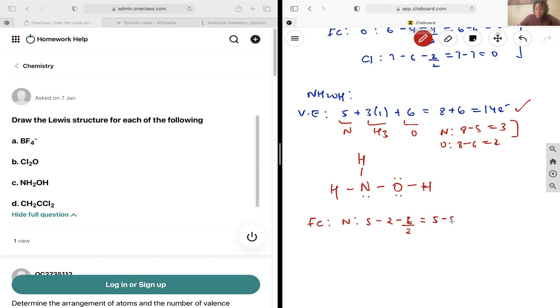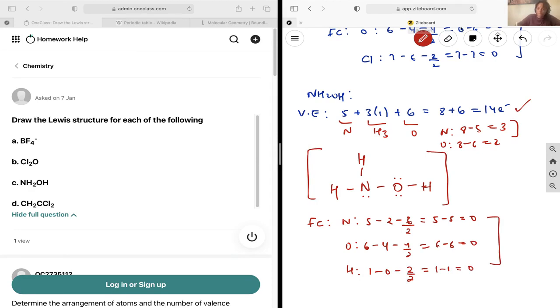That's going to give us 5 minus 5, which is 0. Oxygen, we are going to have 6 minus 4 minus 4 over 2, 6 minus 6, which is 0. Hydrogen, we are going to have 1 minus 0 minus 2 over 2 for each of them. That's simply 1 minus 1, which is 0. Formal charges make sense. We expected a net formal charge of 0. Valence electrons are all taken care of, meaning that this is our final Lewis structure.